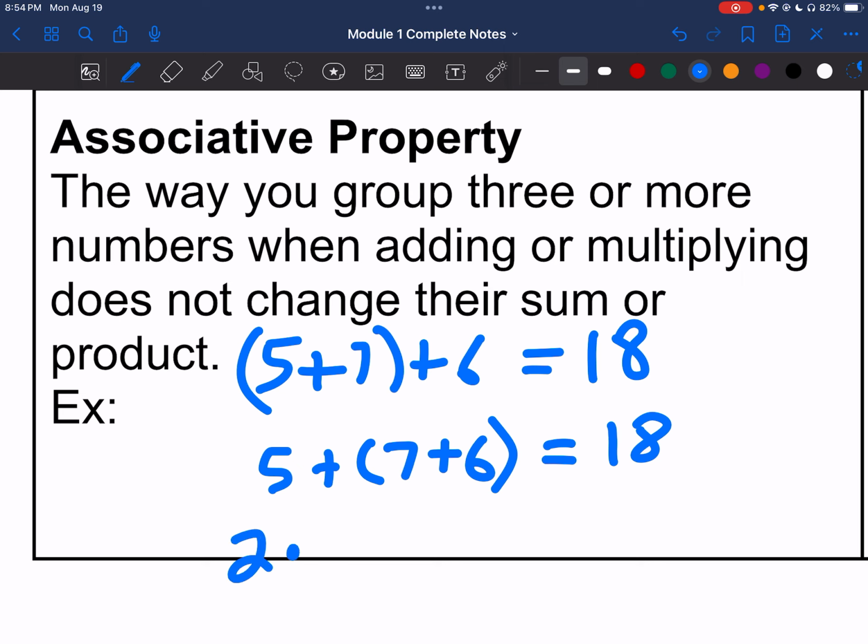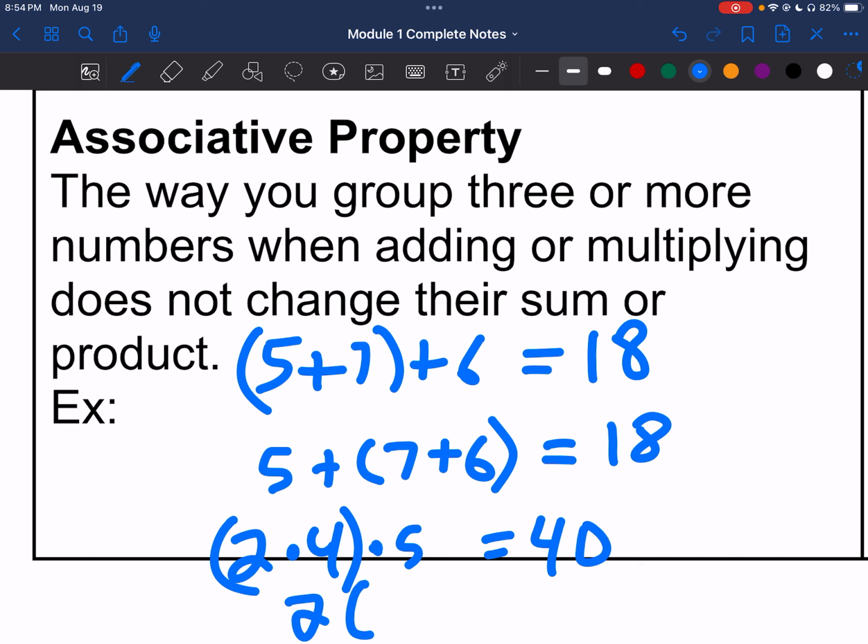It does not change their product either. Because if we do 2 times 4 times 5, if we group it as 2 times 4 is 8, times 5 is 40. Or 2 times 4 times 5, well, 4 times 5 is 20, times 2 is 40. So if we group them differently, it still doesn't change what we are multiplying.